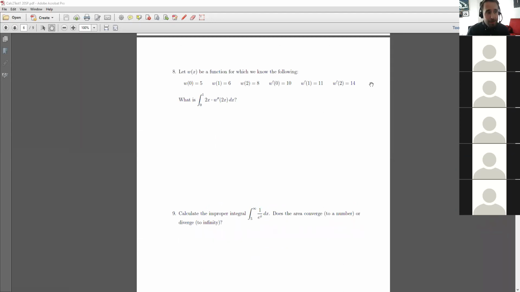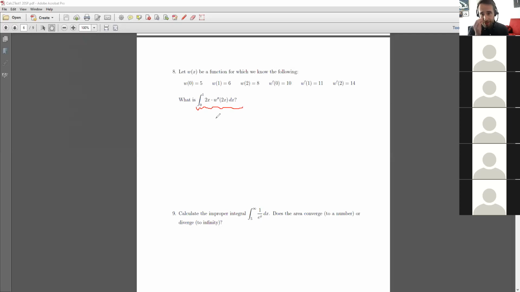But problem 8. Problem 8 has the potential to be super intimidating because it's a little abstract, a little weird. We're given this function w in which we're trying to compute a certain integral. So we're trying to compute this thing. This expression involves the function w, but we don't actually know what this function w is.